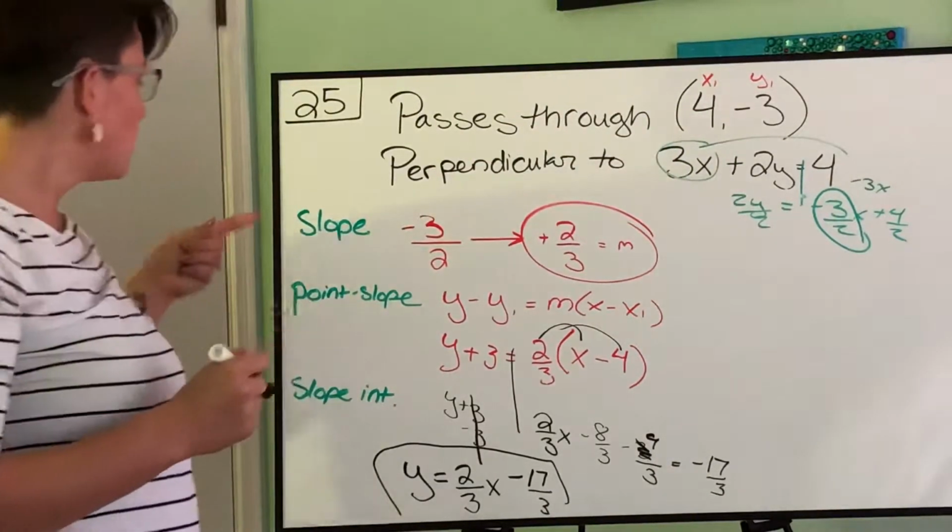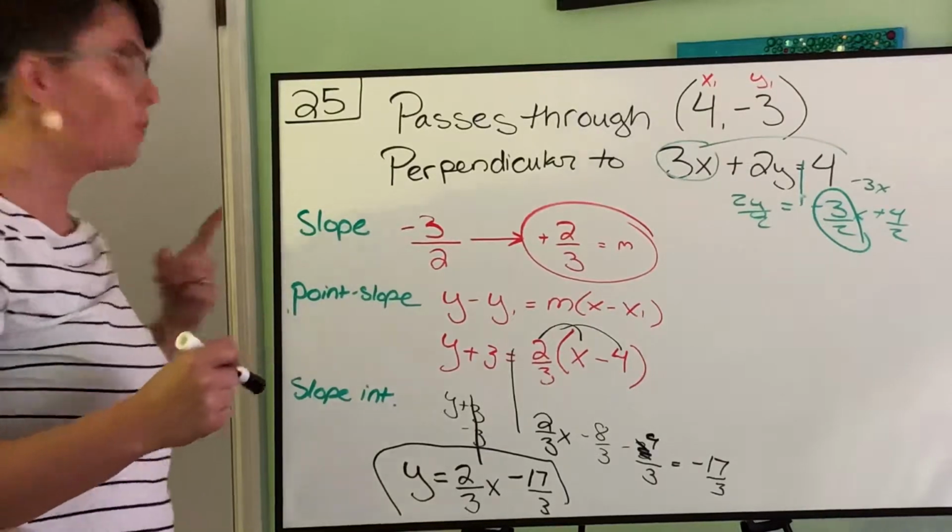And that is the 3-step process: slope, point slope, slope-intercept.